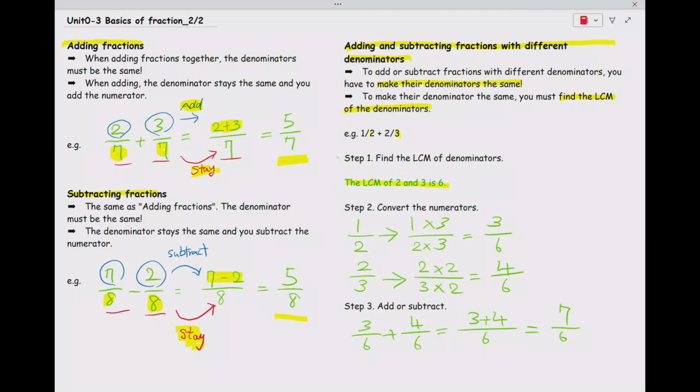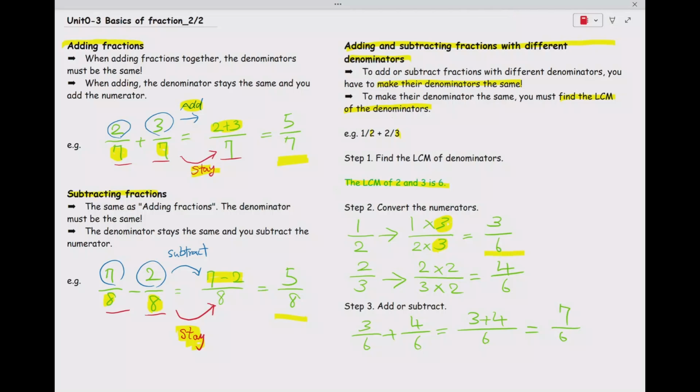Step 2. Convert the numerators. To convert half to a fraction with 6 as the denominator, you must multiply the denominator by 3. You must then also multiply the numerator by the same number. You will have 1 times 3 over 2 times 3. So you will now have 3/6.